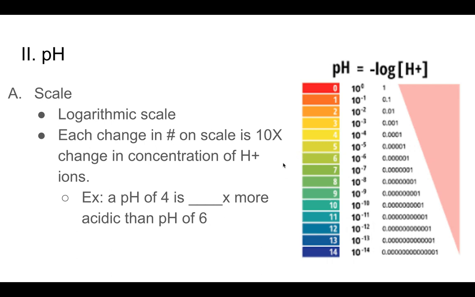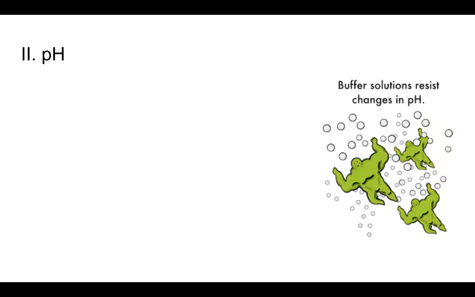If I had given you a 4 compared to a 7, that would have been 1, 2, 3 times that we are jumping on the pH scale. So that would be 10 times 10 times 10, which is 1,000. And so we would say that a pH of 4 is 1,000 times more acidic than a pH of 6. Again, we will practice that when we get together in class.